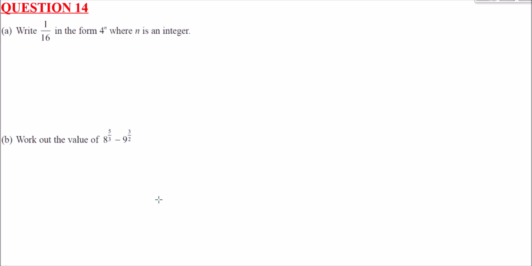Question 14, write 1 over 16 in the form 4 to the power n, where n is an integer. So 16 is 4 squared. So 1 over 16 is the same as 1 over 4 squared. And if we have 1 over a value to a positive power, that's the same as this same value, if it's 1 over, of course, with this power being made negative. So that's minus 2. So therefore, 1 over 16 is the same as 4 to the power minus 2.